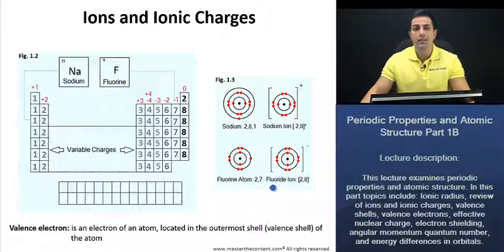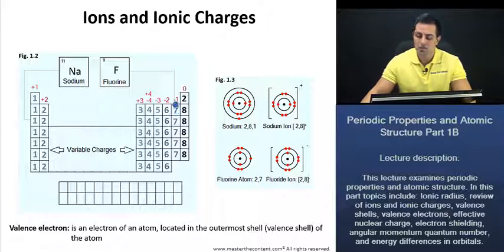Now, when the fluorine atom gains that electron, it is then considered to be a fluoride ion. And that fluoride ion is going to carry with it a negative charge. Now, if we come back up here to figure 1.2, we see all elements in group 7, when they gain an electron, are going to have a -1 charge. And what is that -1 charge telling us?